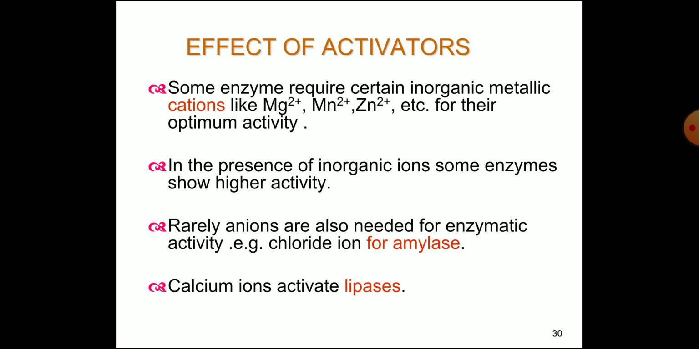Now, effect of activators. Some enzymes require certain inorganic metallic cations like magnesium, manganese, zinc, etc. for their optimal activity. So these are metallic activators. In the presence of these inorganic ions, some enzymes show higher activity. So if these ions are present in the medium, then enzyme activity will be higher. Rarely, anions are also needed for enzymatic activity. Example, chloride ion, an anion, for activation of amylase. And similarly, calcium ions activate lipases.